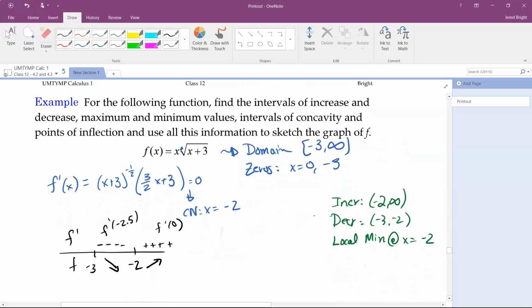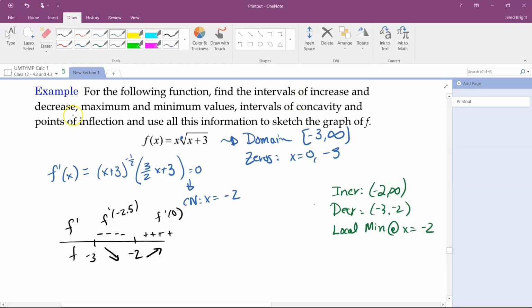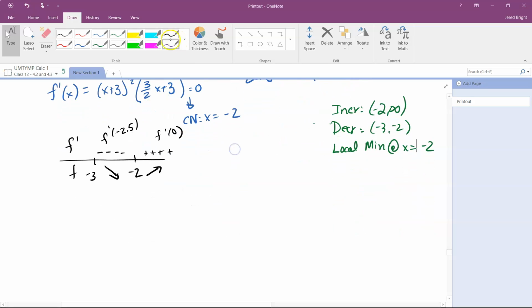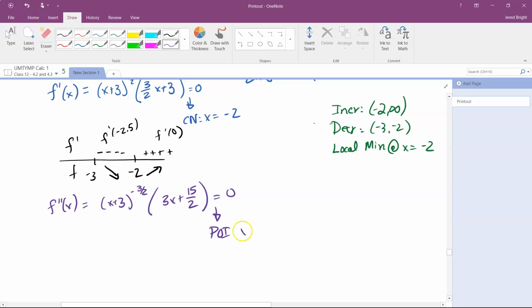Let's review the problem. I have found the intervals of increase and decrease, and the max and min values. Now I need to tackle concavity. Concavity comes from the second derivative, and you're welcome to do this on your own. If you simplify it, you get (x plus 3) to the -3 halves times (3x plus 15) over 2. Setting this equal to 0, your potential point of inflection, which you'd have to verify, occurs at x equal to -5 halves.